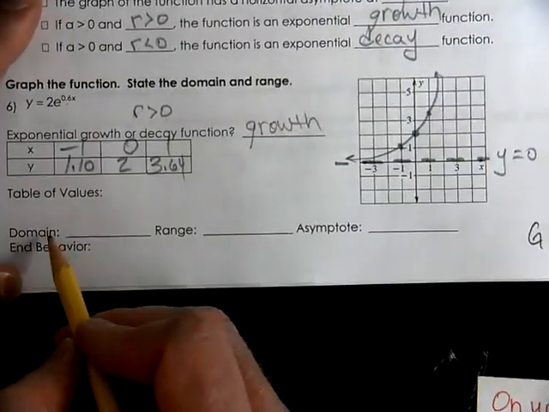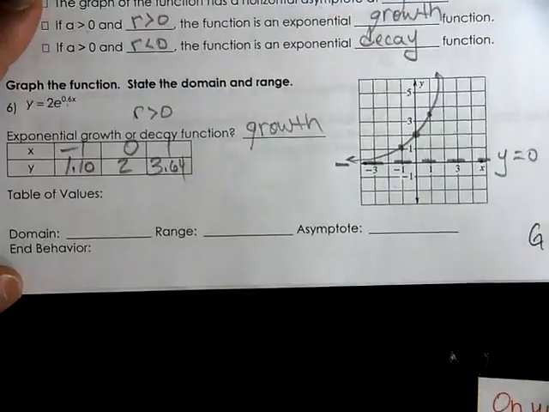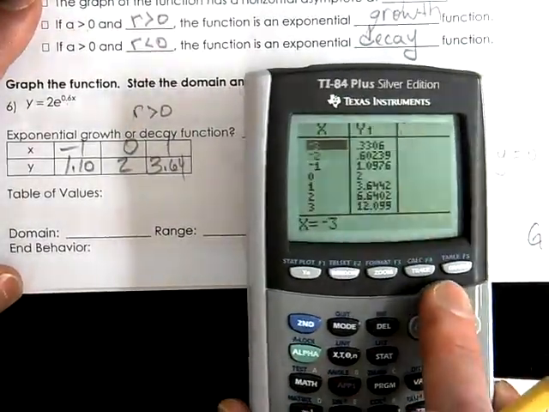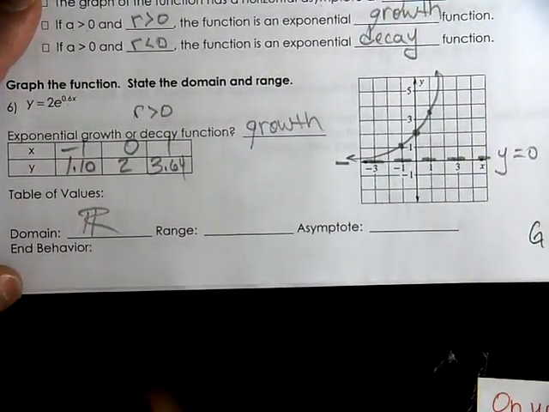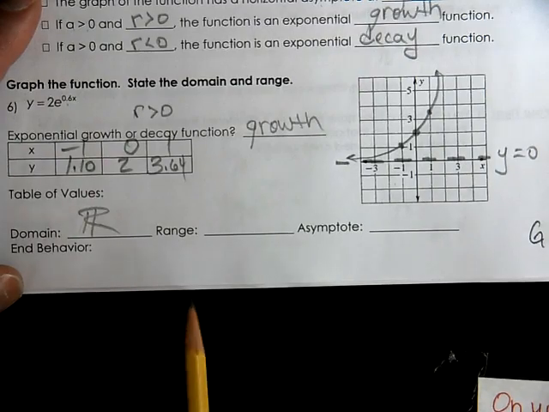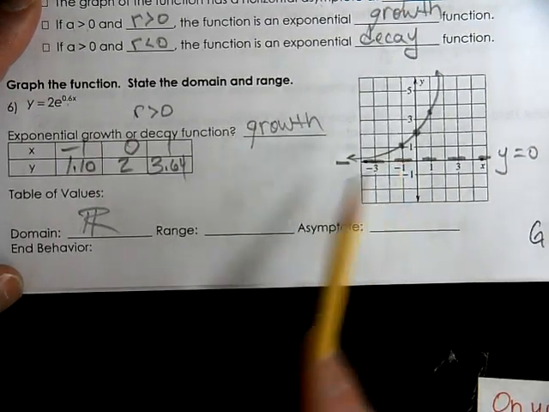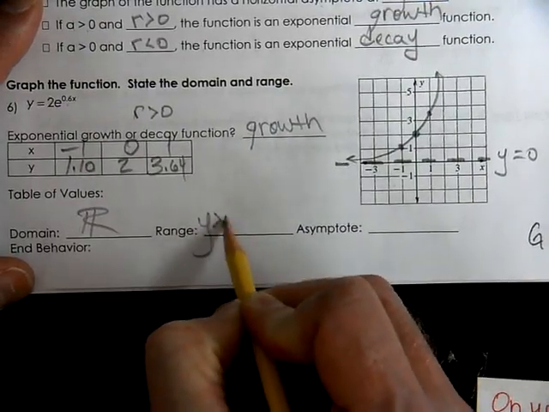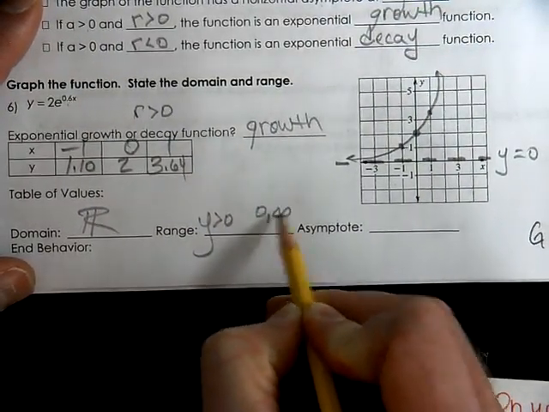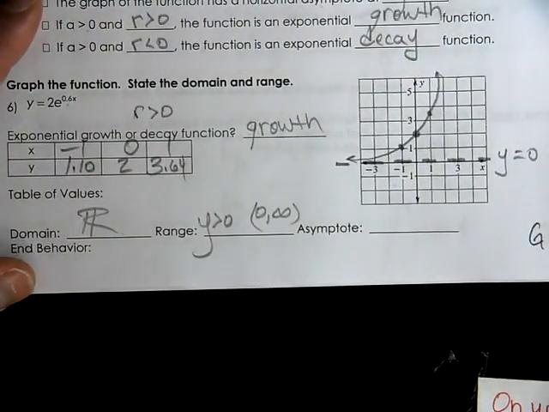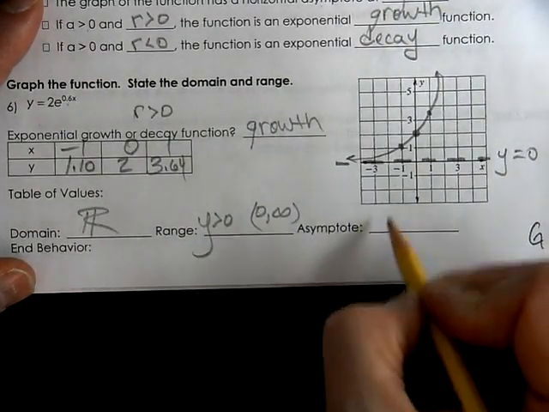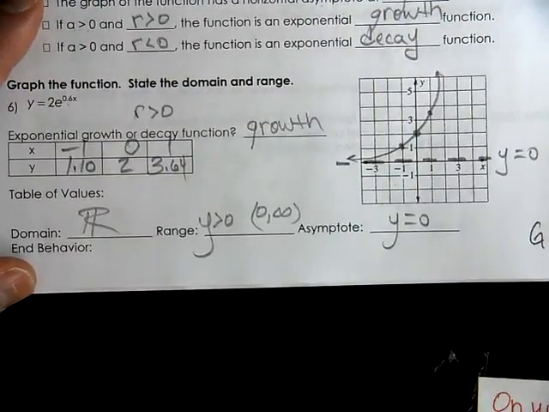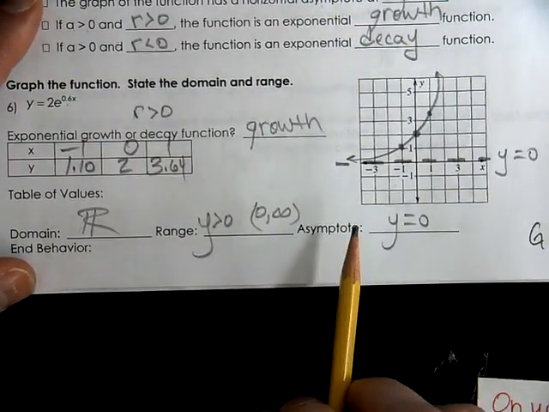So the domain, what x values are we allowed to look at? All real numbers. What answers are we getting? We're getting just positive numbers, which is y is greater than 0, or 0 to infinity if you're using interval notation. It does not include 0. So it's a rounded bracket at 0. The asymptote, we're aware, is 0. That's why we have a rounded bracket at 0.